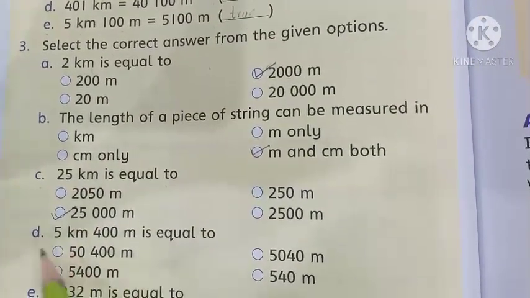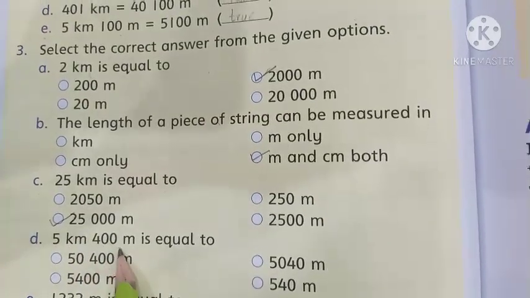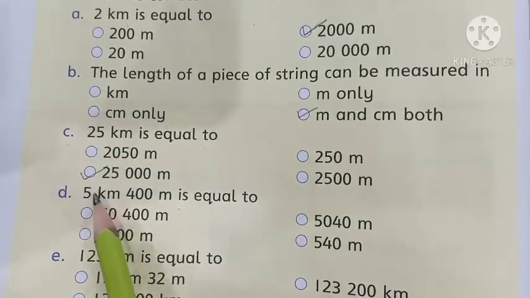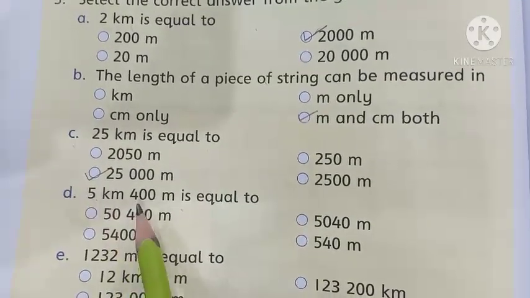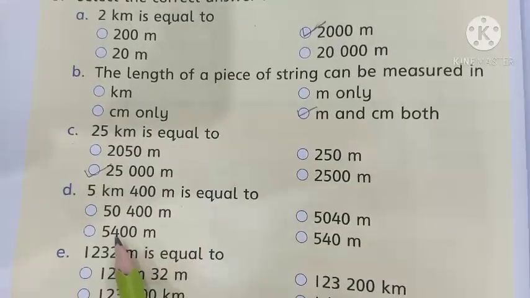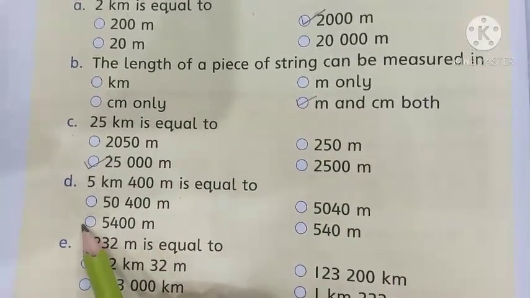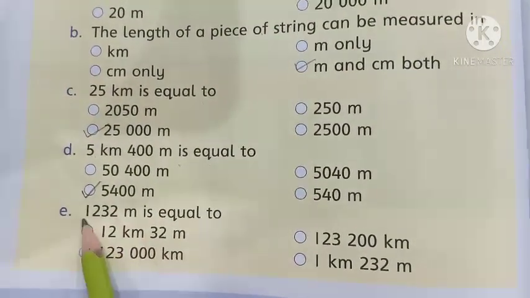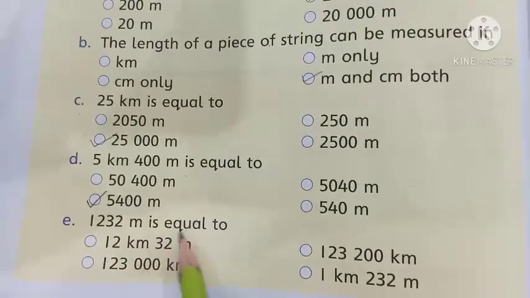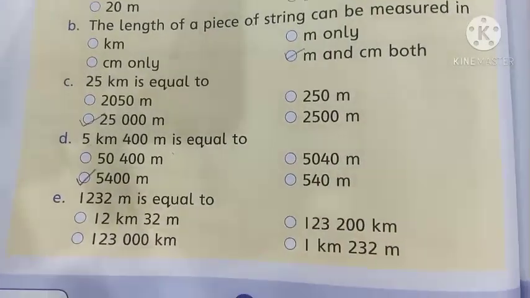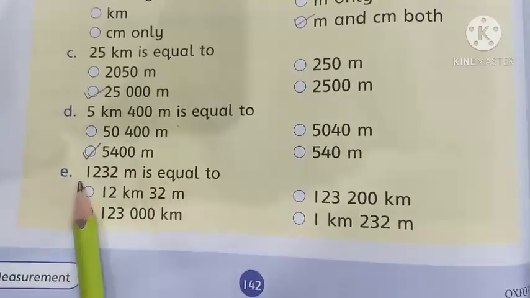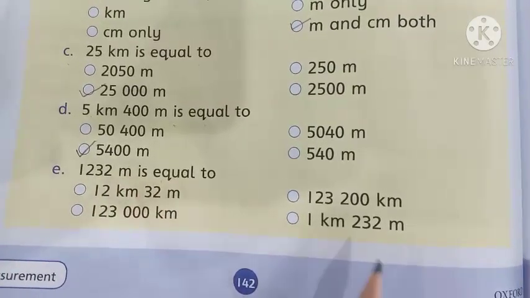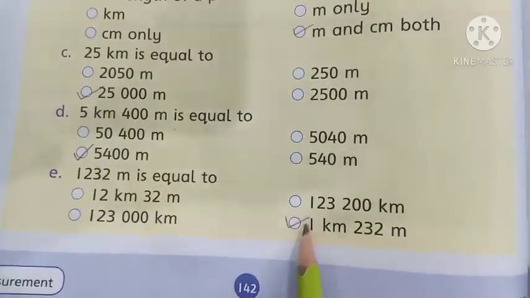The next part, D, 5 kilometer 400 meter is equal to, there are 1000 meters, so 5 kilometer will be equal to 5000 meters. 5000 meter plus 400 meters will be equal to 5400 meters. We will choose this option. The next part E, 1232 meter is equal to 1000 meters will be equal to 1 kilometer and the 232 meter will come as it is. So we will choose this option.